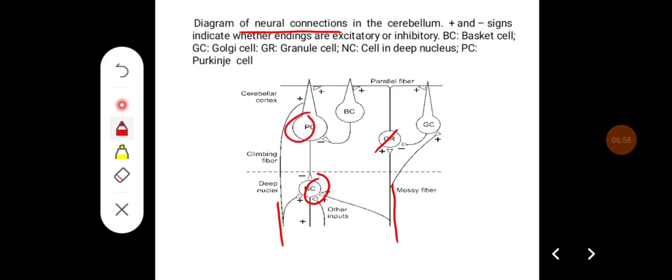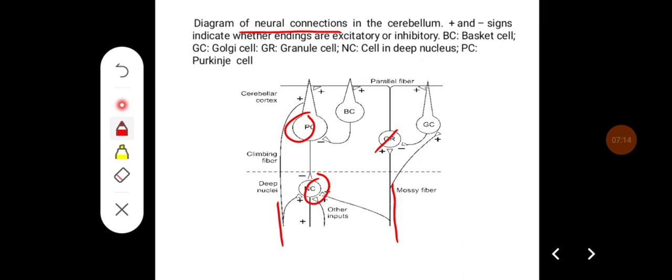The activated granule cells through the parallel fibers, they are going to activate the basket cells, which in turn inhibits the activity in the Purkinje cells, which is called feed forward inhibition.